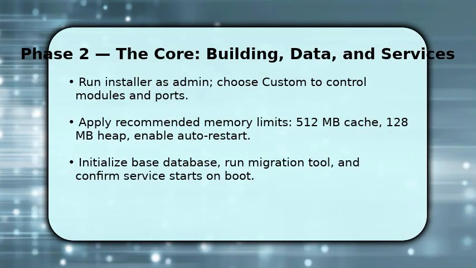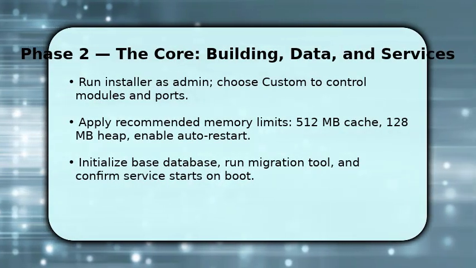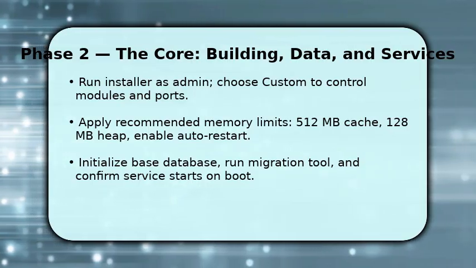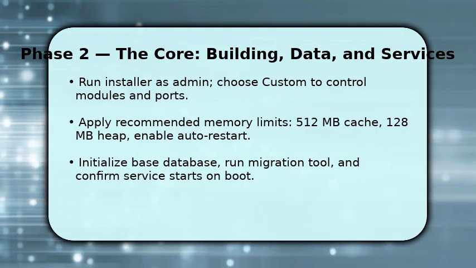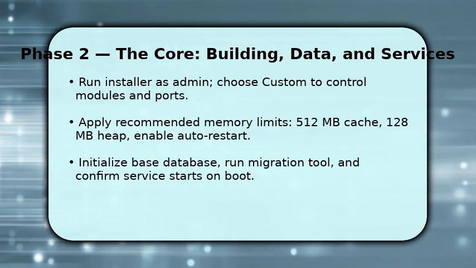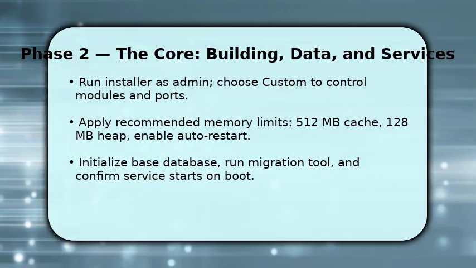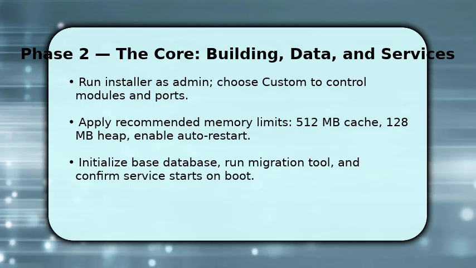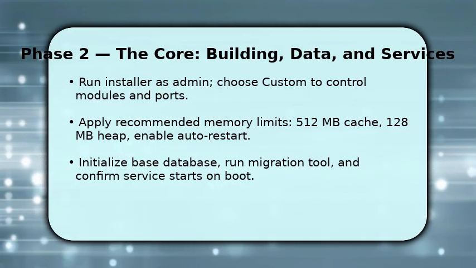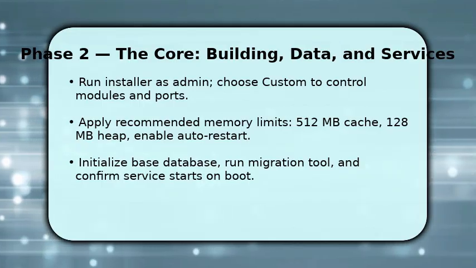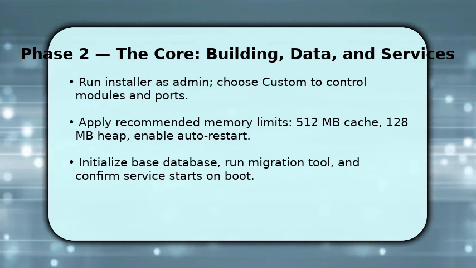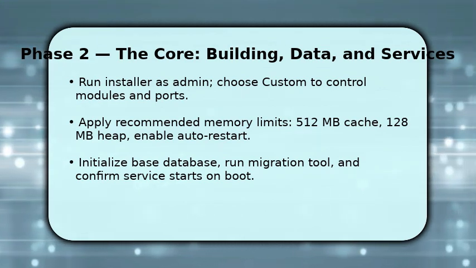You run the installer elevated and pick custom to control modules and port mappings. This reduces attack surface and port conflicts. After files install, apply memory limits, set 512 MB cache and 128 MB heap to stabilize performance under load. Once configured, initialize the base database and execute the migration tool so schemas match your data. Make sure the Morr F5 service is enabled to start on boot. Otherwise, you must start it manually after reboots.